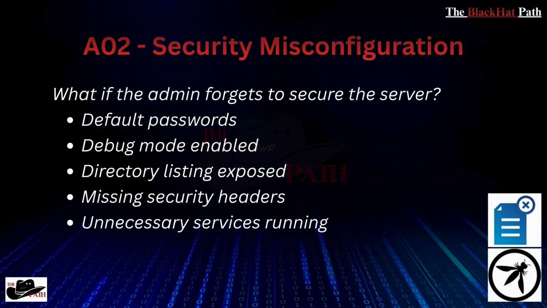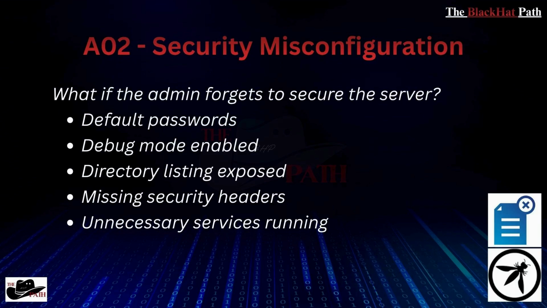Now let's move to the second vulnerability, security misconfiguration. Imagine you buy a brand new house, you install expensive locks, security cameras, and an alarm system. But before leaving for vacation, you accidentally leave the main door unlocked. All those security measures become useless. That's exactly what happens with security misconfiguration. Sometimes developers build secure applications but forget to configure them properly before deployment.